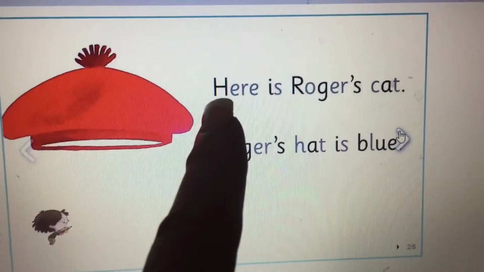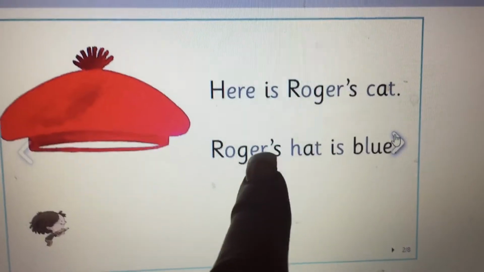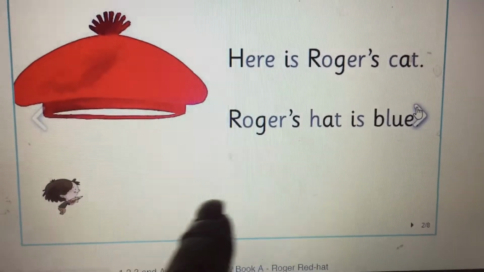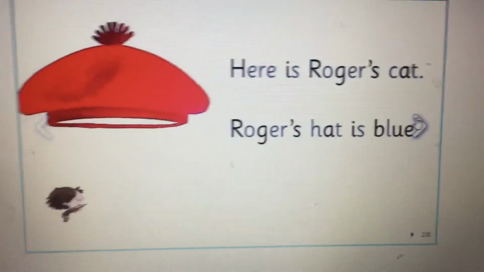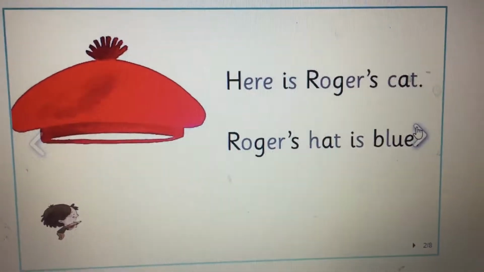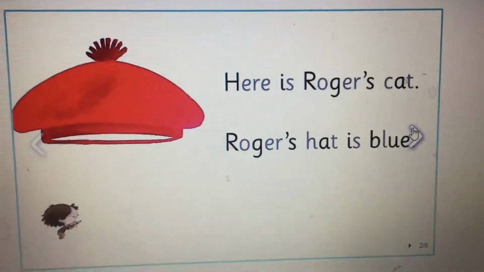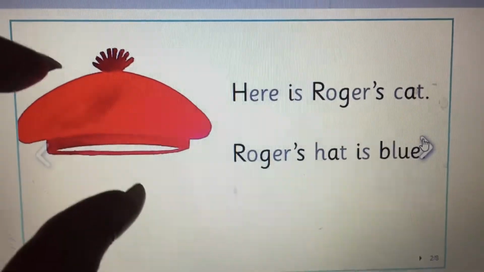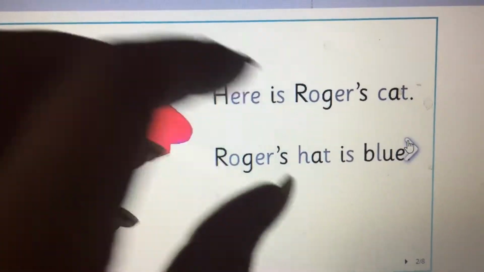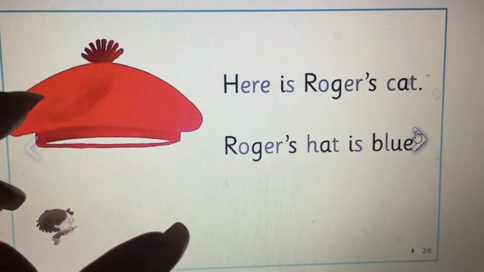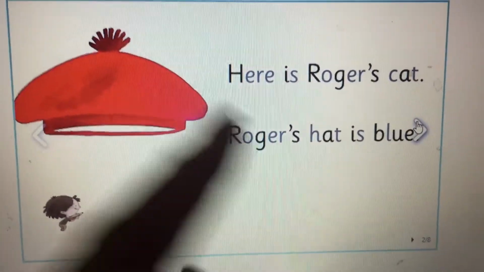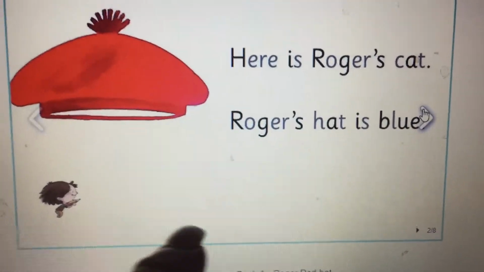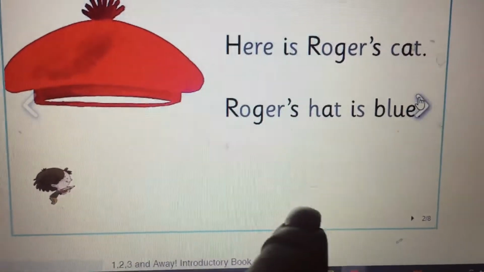So when you've got it on the board and they're reading, here is Roger's cat, Roger's hat is blue, they've code mapped it and worked it out. Then on their whiteboard, they've got to write the correct sentence. Even if they don't have the book in front of them, they've already read the book, but it doesn't make sense anyway, does it? Even if they had never read Roger Red Hat before, they're going to be able to use the clue here, the red hat, and the text, and put it together and see, does it make sense? Think about the meaning of the words. A lot of these words are real words, but you're thinking about the meaning. So on their whiteboard, they would write, here is Roger's hat. Roger's hat is red, etc.